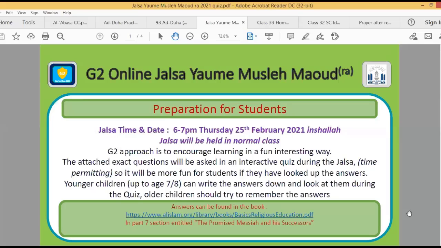So very exciting, inshallah. And the G2 approach for our classes and for our events is to encourage learning in a fun and interesting way. So what we're going to do tomorrow is we're going to have a quiz in class tomorrow. And inshallah, the aim is to make that quiz as interactive as possible for all the students.